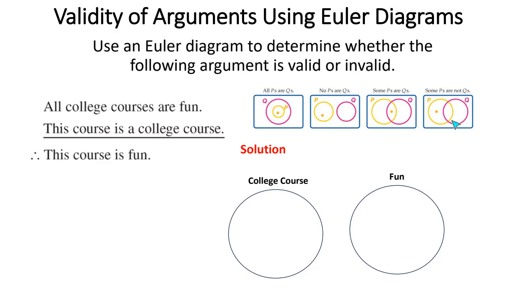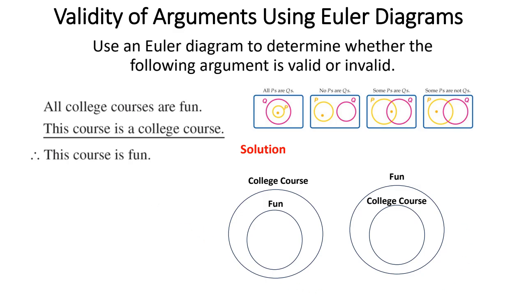Next, we need to decide which of these Euler diagrams we are going to be using. In the first premise, we have all college courses. So that means that we're going to be using something that looks like this first picture, right? It could either be where the fun circle is inside and the college circle is outside, or it could be that the college course circle is inside and the fun one is outside. So we need to determine which of these is the correct one.